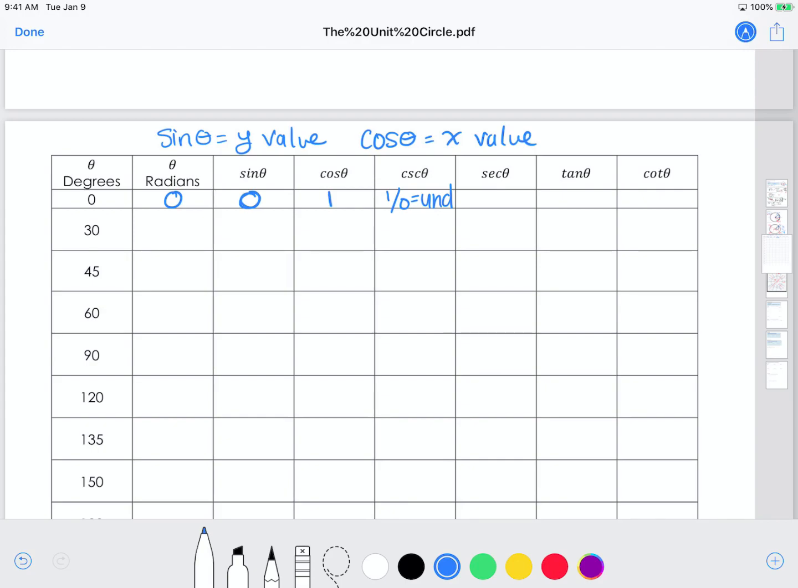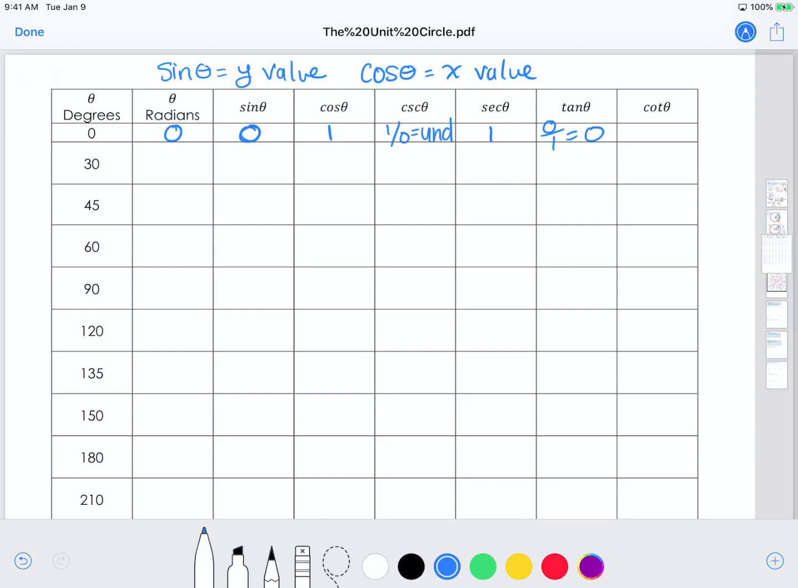Secant is the reciprocal of cosine, and if I take the reciprocal of cosine at 0 degrees, that's 1. The reciprocal of 1 is just 1. The tangent is the value of sine over cosine. So if I take 0 over 1, that's going to give me 0. Cotangent is the cosine over sine. My cosine is 1, my sine is 0, so that's going to be 1 over 0, which is undefined because we can't divide by 0.